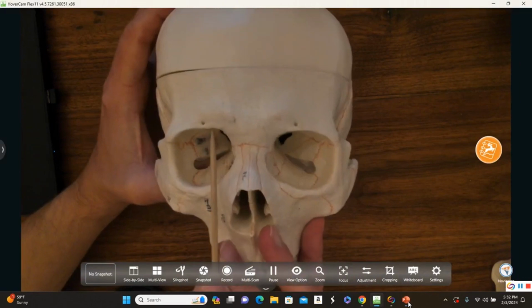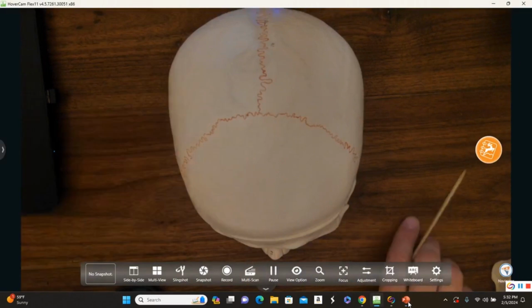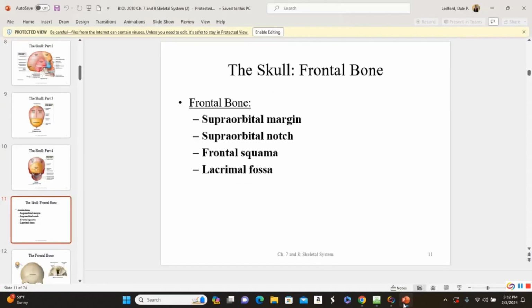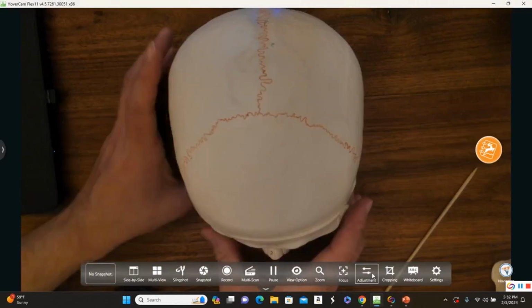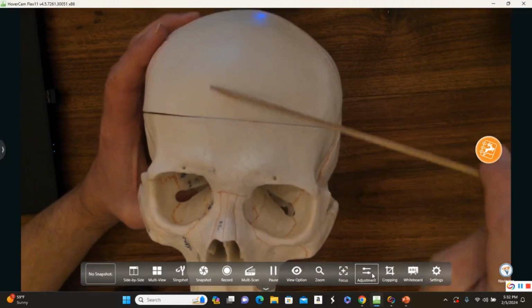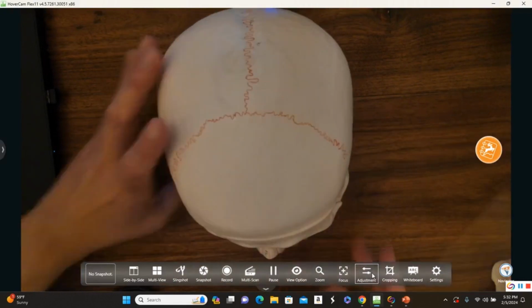Supraorbital notch. There's barely a notch right there. I borrowed the best skull we have, one that's actually intact. Then we have the frontal squama. Frontal squama means flat. This is the smooth, flat part of your forehead. Okay? Frontal squama.